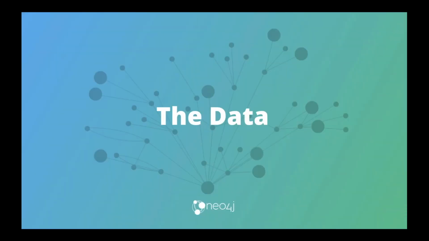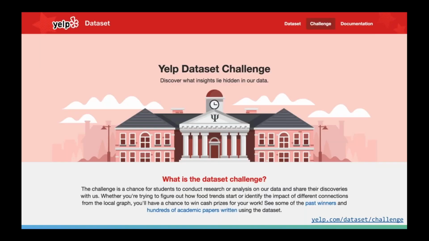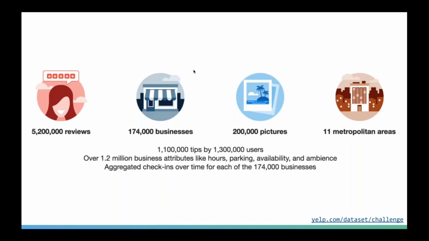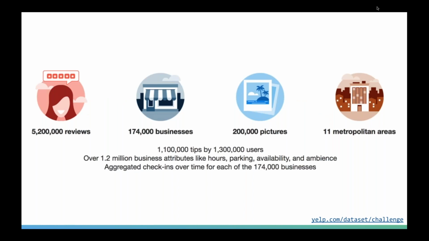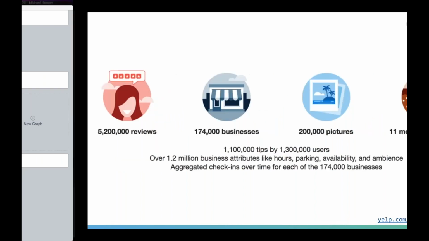Okay, the data is the Yelp dataset challenge. You have probably seen that before with Neo4j, and Yelp yearly publishes a large dataset that they make available to scientific competitions, and it has quite a lot of reviews, 170,000 businesses, 11 million reviews, and 11 metropolitan areas, and about 1 million users available. And you can download it yourself.